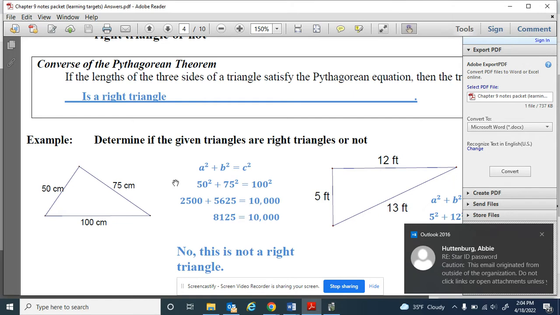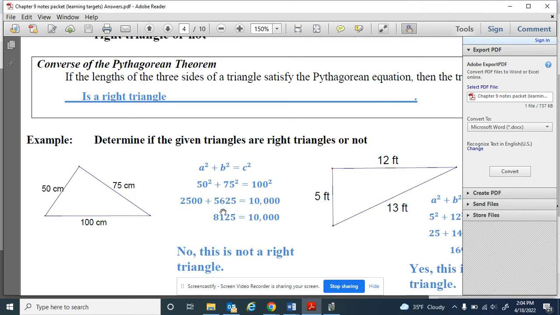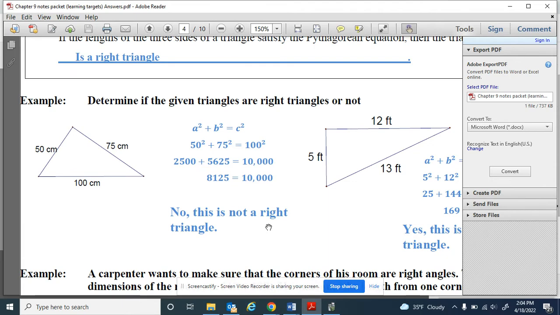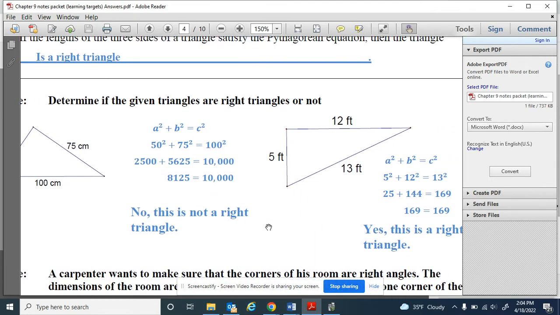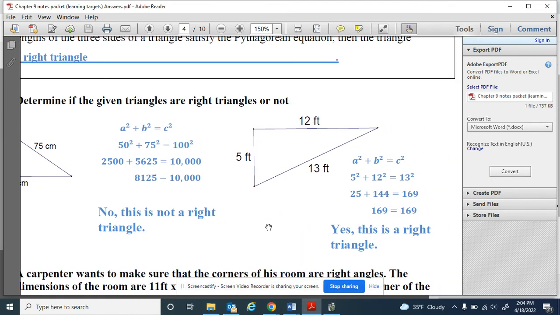So 50 squared is 2,500, 75 squared is 5,625, and 100 squared is 10,000. So what we're going to do is add these two together. We get 8,125, and this would need to equal 10,000 to make this a true right triangle, but it doesn't. Obviously the two numbers are not the same. So therefore, we'll say this is not a right triangle. The Pythagorean theorem is not true. Later on in Algebra 2, we will study how to actually find that angle, but not right now.